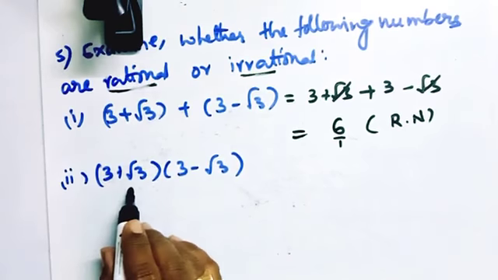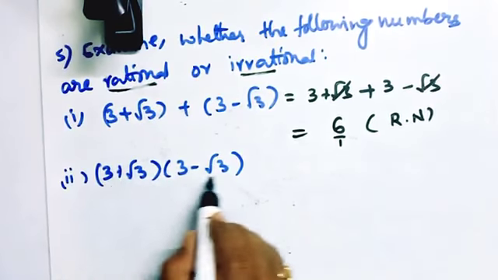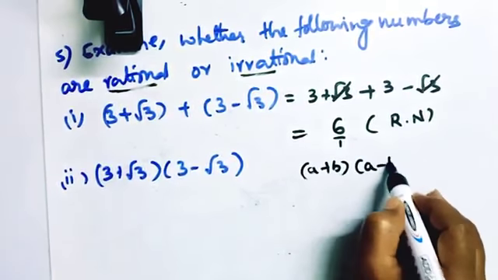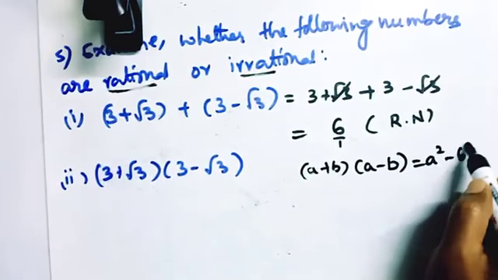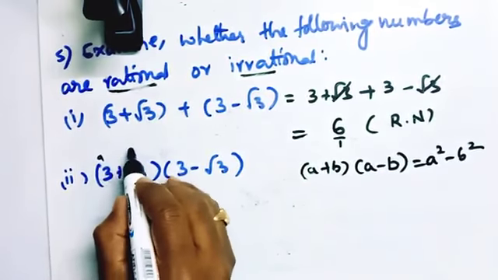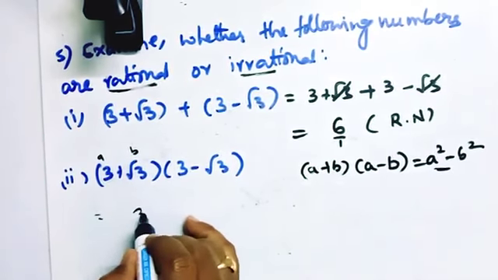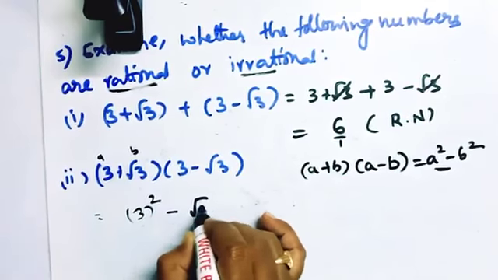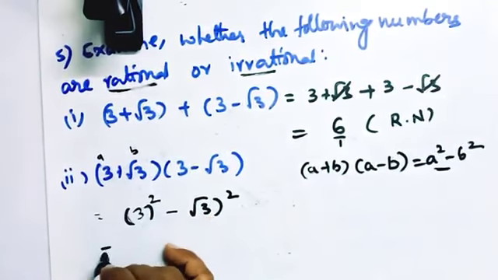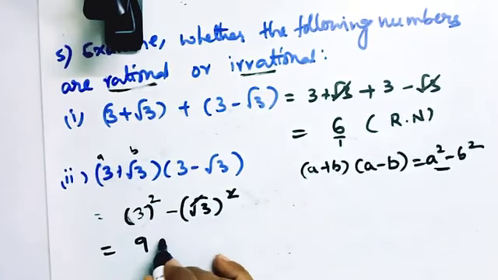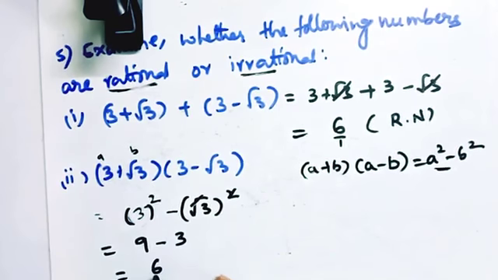Second question, (3 plus √3) into (3 minus √3). You can compare this question with (a+b)(a−b), which gives a² minus b². So here a is equal to 3 and b is equal to √3. So you should write a² minus b², that is equal to 3² minus (√3)². 3² means 9. (√3)² means the square root and the square cancel, giving 3. That is 9 minus 3, which is equal to 6. So 9 minus 3 is equal to 6. Now, is this a rational number?